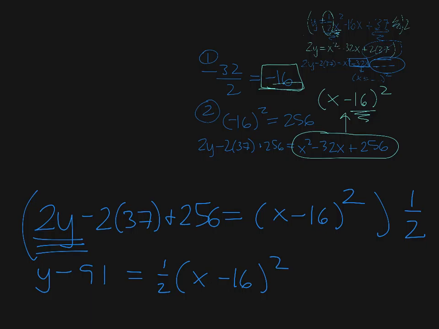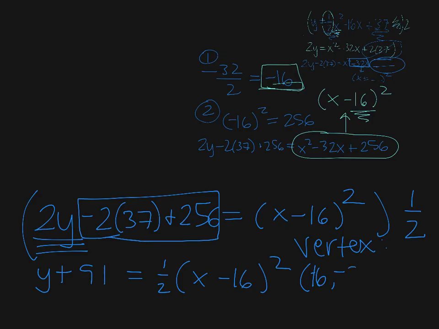Okay, so I just realized I made a mistake. When you actually do the addition of these two numbers, you actually get positive 91, which would have changed our answer a little bit if I hadn't caught that. So the vertex of this equation would end up being 16, negative 91, because remember there was already a minus sign in the vertex form. So in order to make that positive, there must have been a negative number plugged into it.